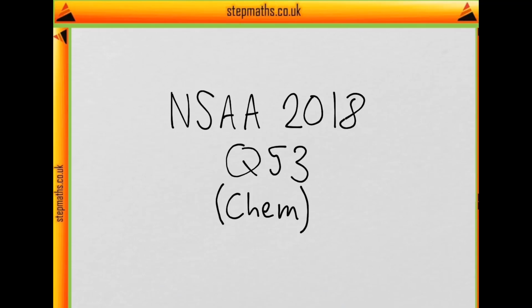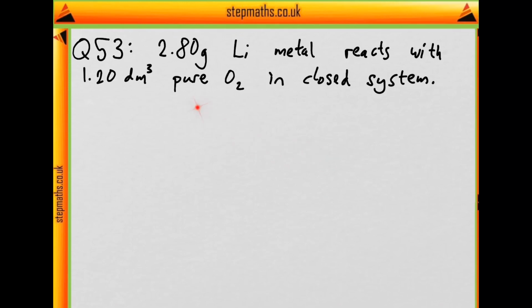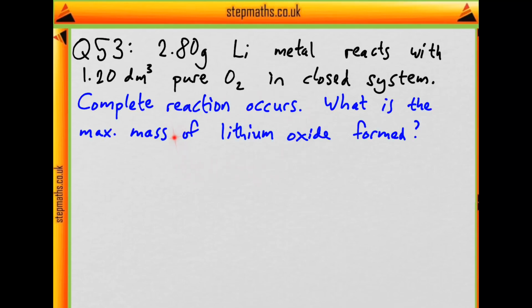This is question 53 on chemistry from the 2018 NSAA. You're told that 2.8 grams of lithium metal reacts with 1.2 decimeters cubed of pure oxygen in a closed system. It tells you that complete reaction occurs between the lithium and the oxygen and asks what is the maximum mass of lithium oxide that can be formed.